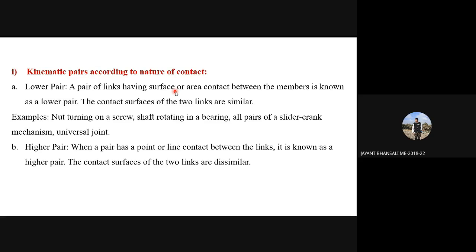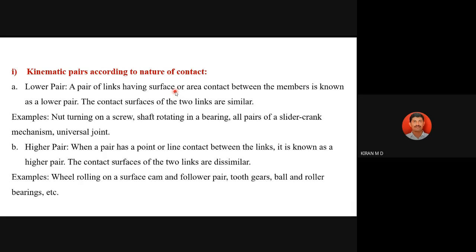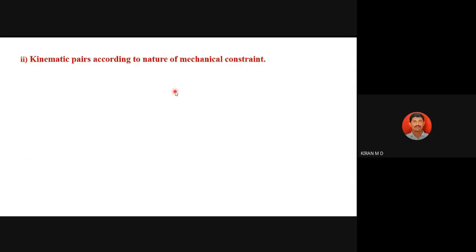Okay. So next, examples: a wheel rolling on a surface, cam and follower pairs, toothed gears, ball and roller bearings, etc. Okay. So next is kinematic pairs.